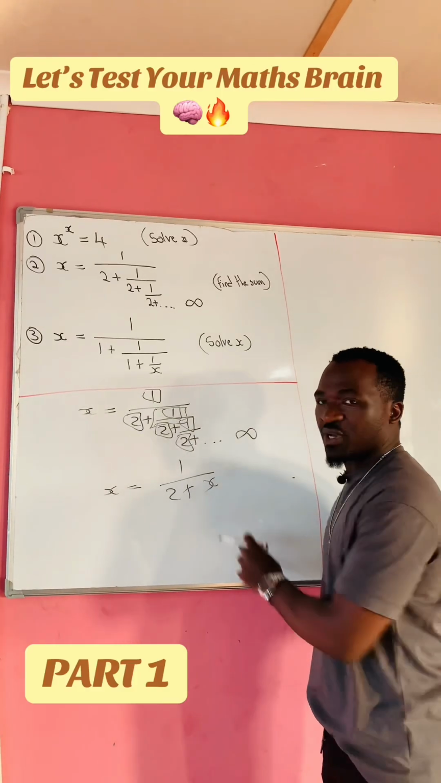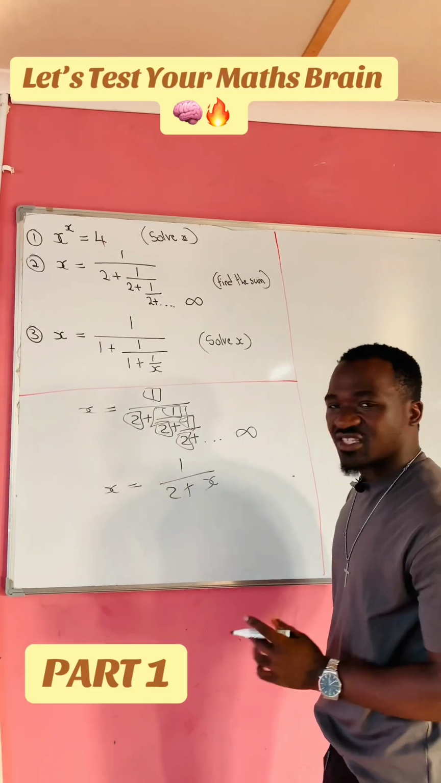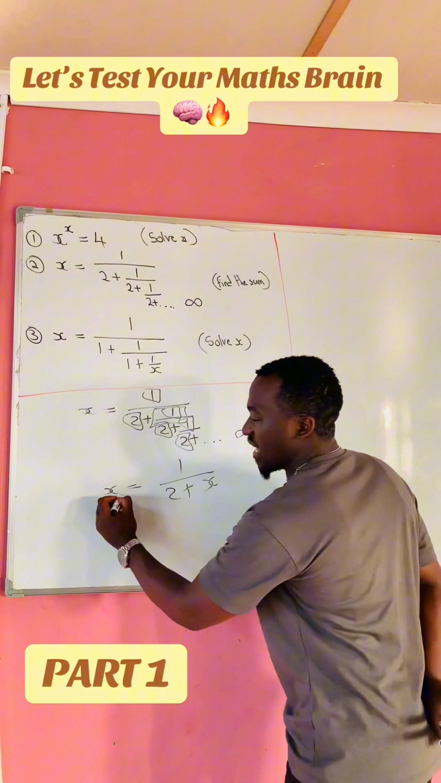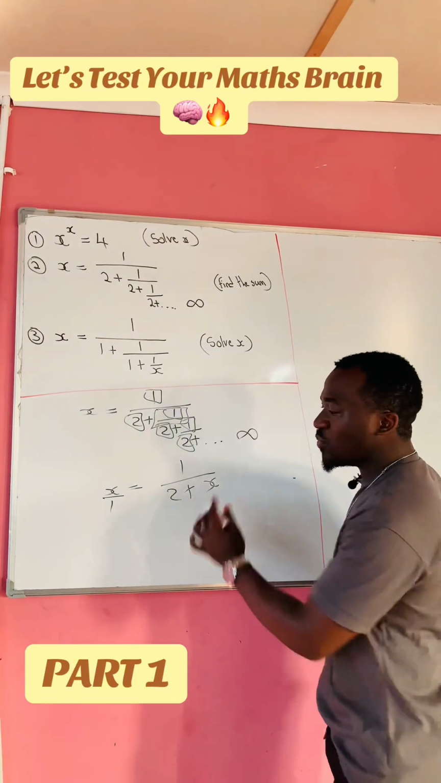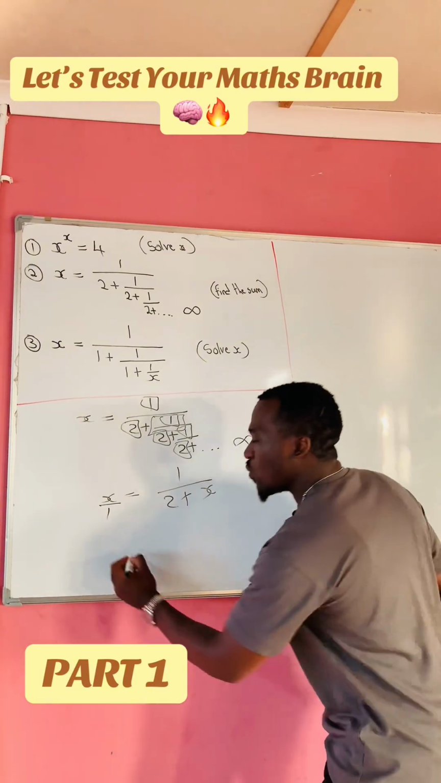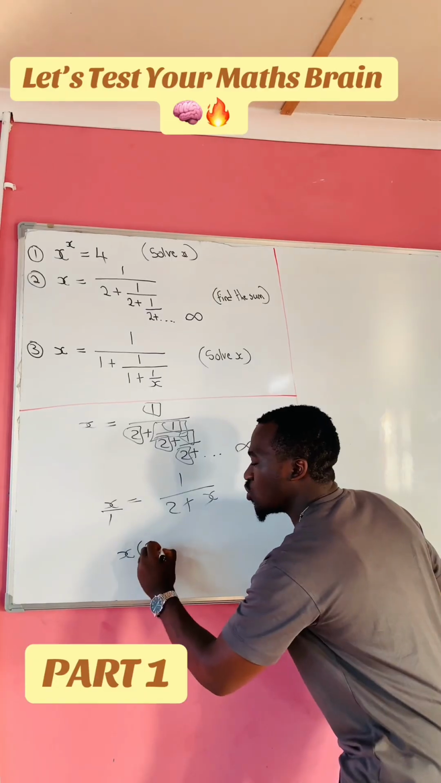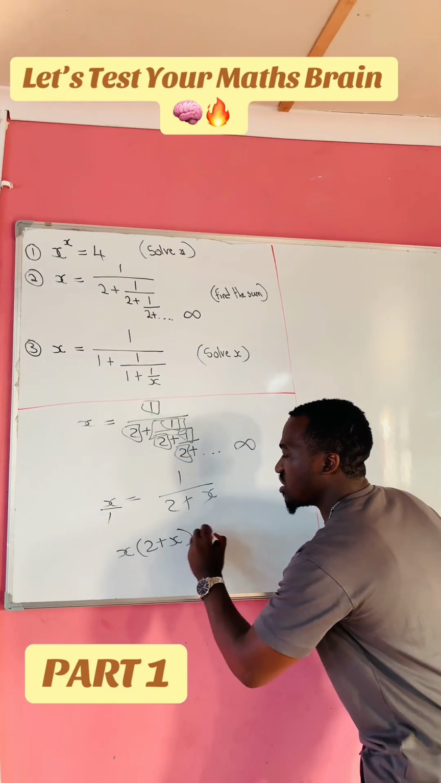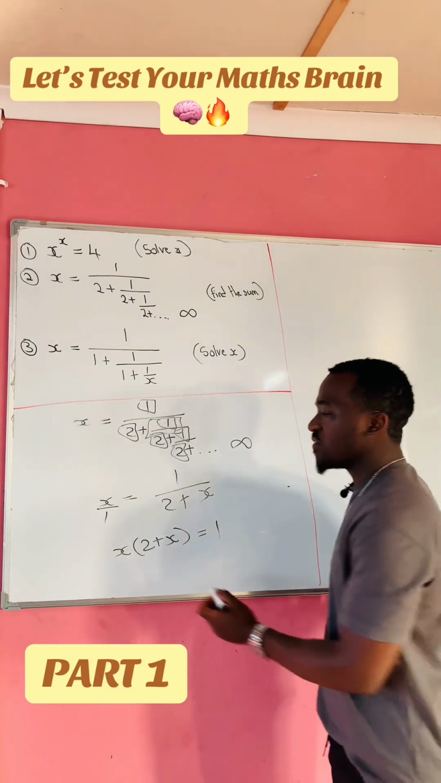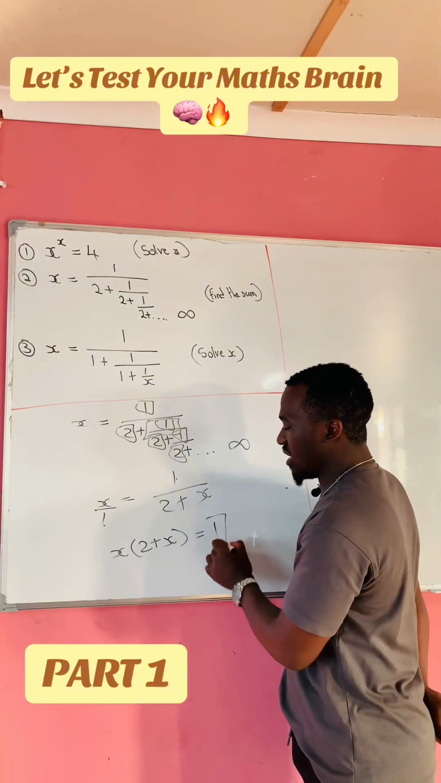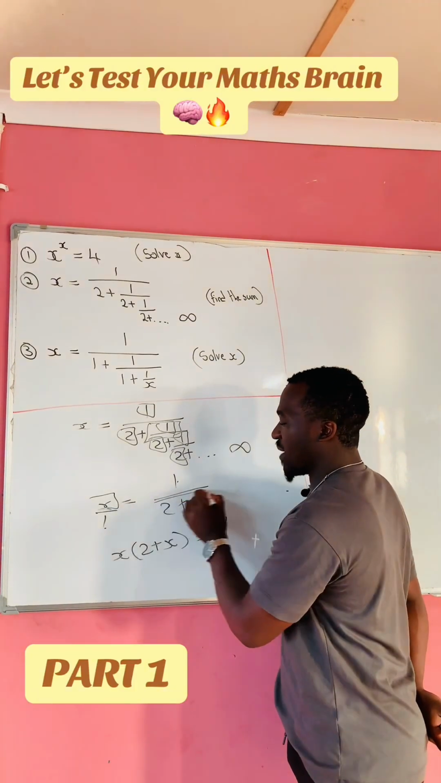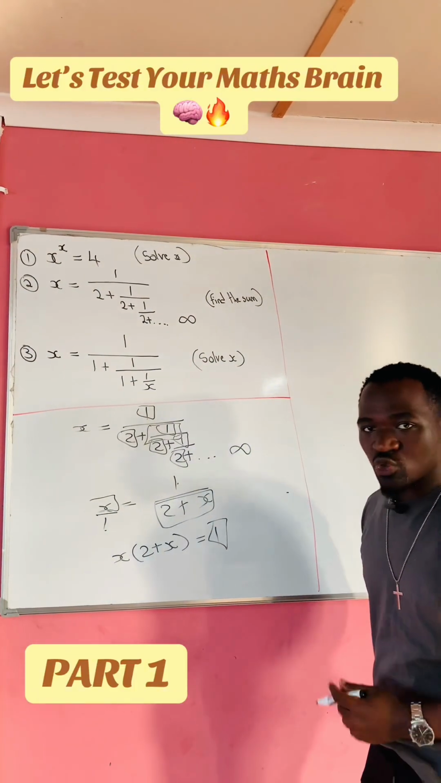So we replace that with x. That's simple. Then now we know that x is going to be equal to 1. Then we cross multiply. When we cross multiply, we're just going to get x into 2 plus x, which is equal to 1. Why? Simply because 1 times 1 is simply 1.